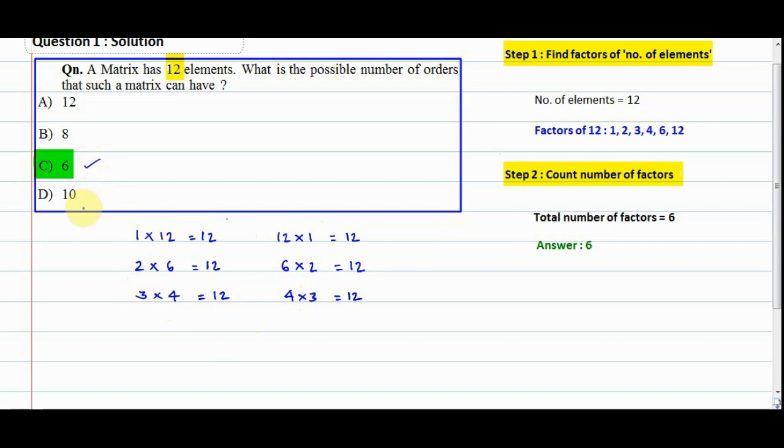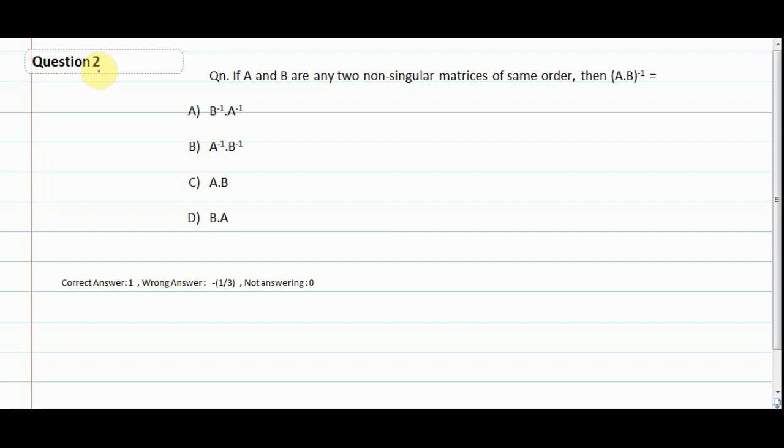Now let's see question number 2. Question number 2. If A and B are any two non-singular matrices of the same order, then (A into B) whole inverse is equal to. Option A says B inverse into A inverse. Option B says A inverse into B inverse. Option C says A into B. Option D says B into A. So you may pause the video and try to think about the answer.